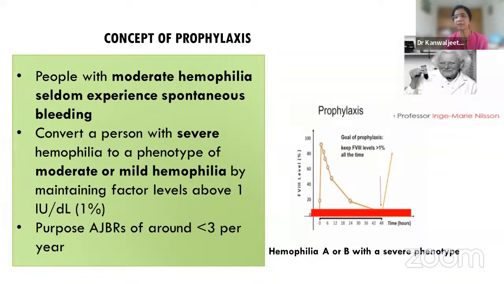It is known to decrease the annual joint bleed rate to less than 3 bleeds per year. So less than 3 bleeds per year is the target that we are looking at with the prophylaxis.